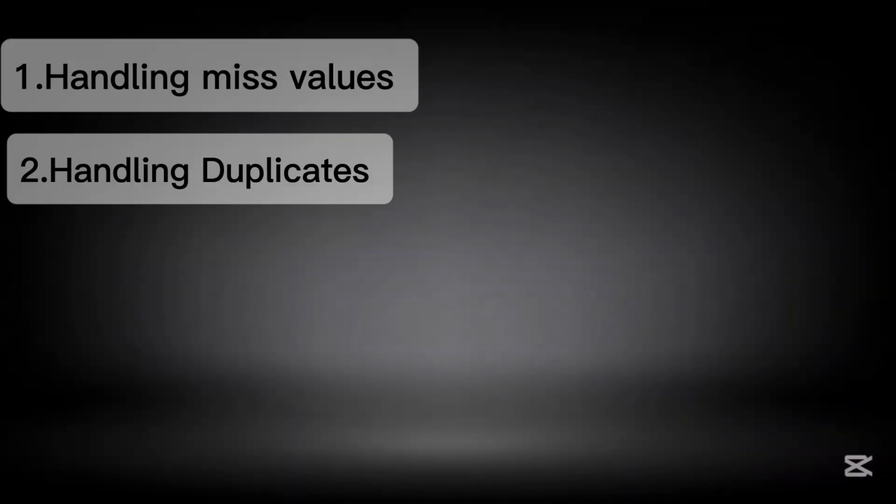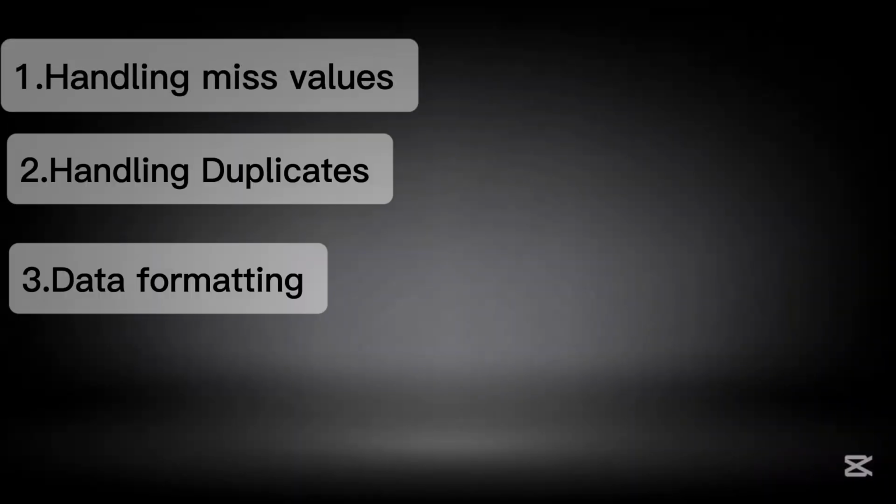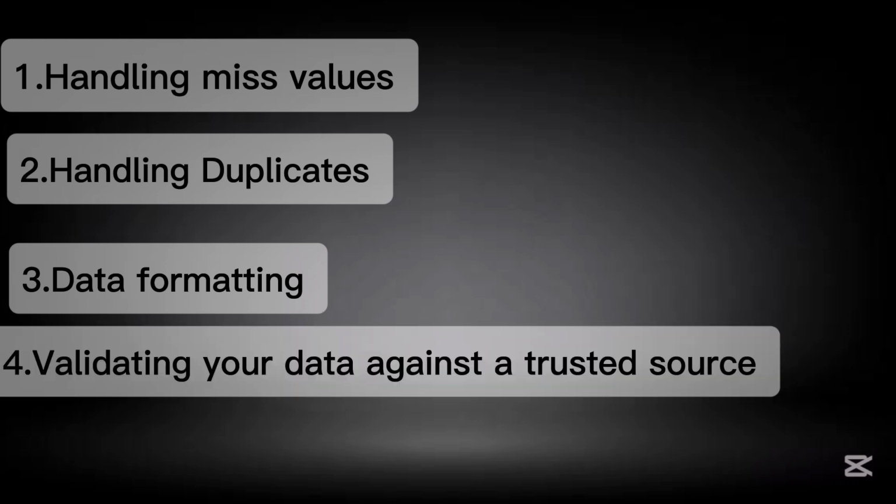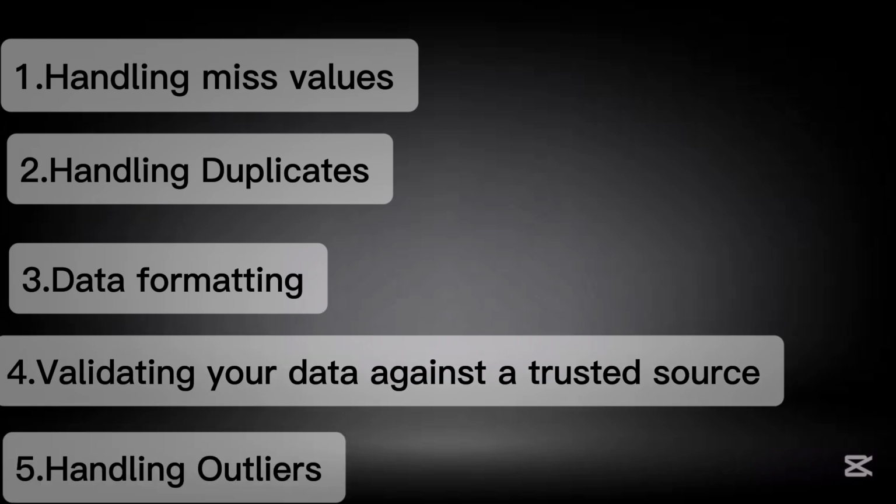Okay, guys, let's go through the five things that we mentioned. What was the first thing? The first thing was handling missing values. The second was handling duplicates. The third was data formatting. The fourth was validating your data with a trusted source. The fifth, handling outliers.